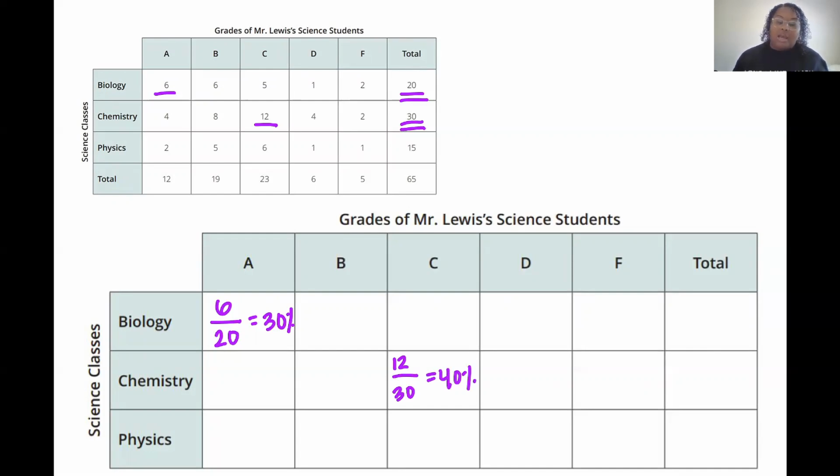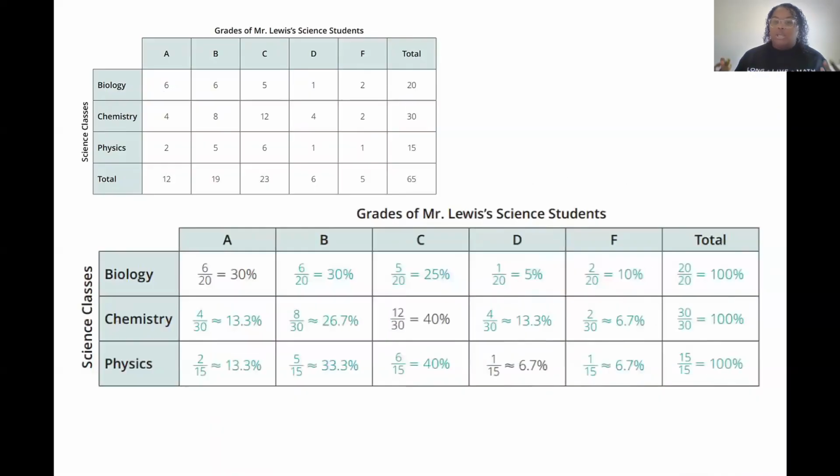So let's look at students that got a D in physics. So there was 1 student who received a D in physics out of 15 total students enrolled in physics. And when we do that division, we get approximately 6 7/10%. When I do that for each of those cells, here is the final conditional relative frequency distribution that we end up with. Now, like we said in the introduction of this video, there will always be 2 conditional relative frequency distributions that can be created.